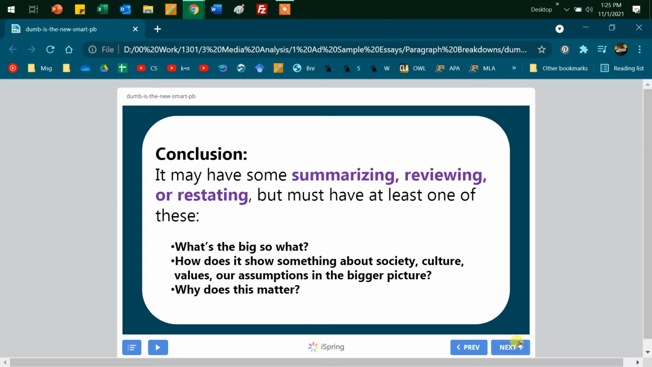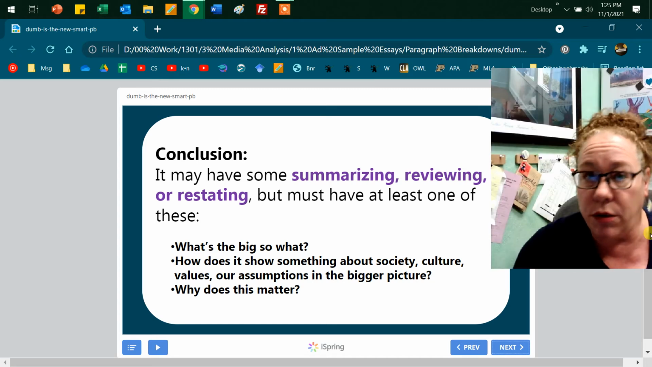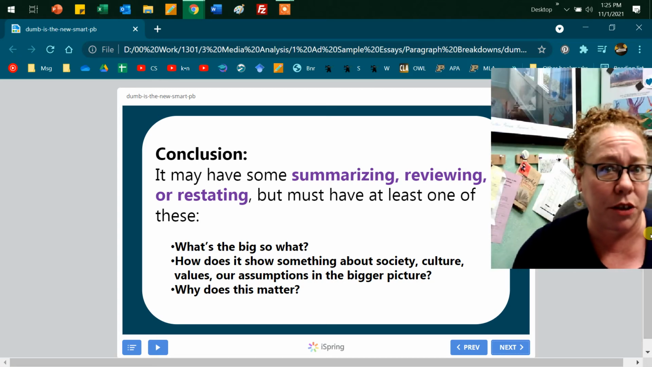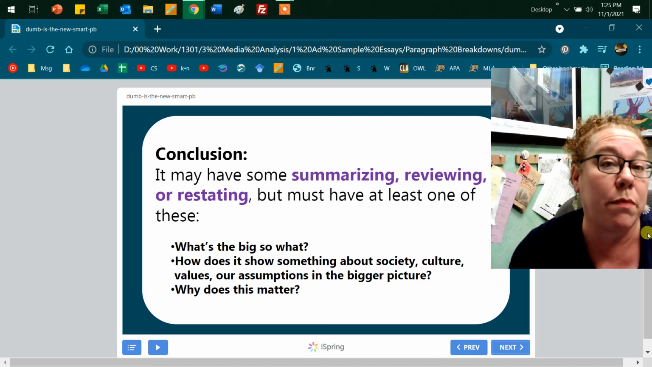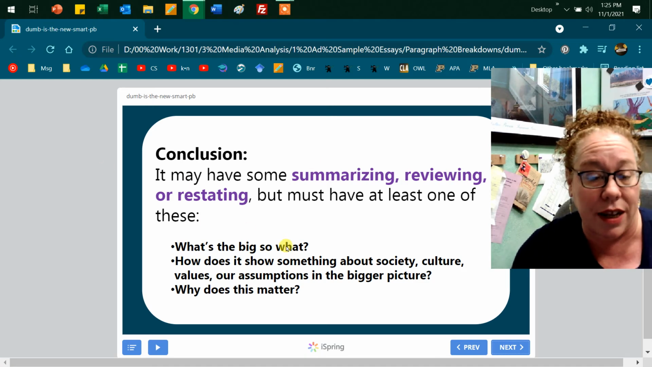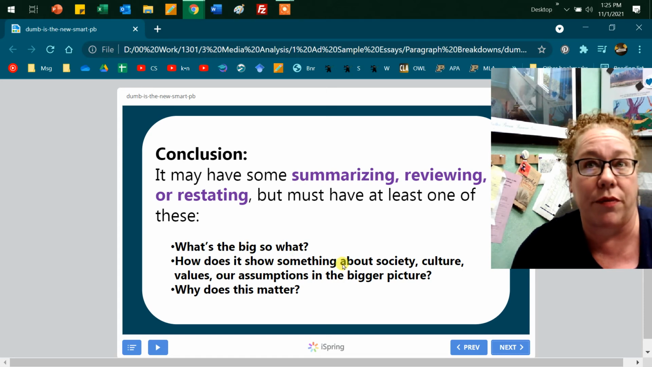All right, now we're going to wrap it up. You may do some summarizing, reviewing, or restating, but have at least one of these. Don't just tell people what you told them. That's the speech model. It's not a speech. People can flip back and see, right? What's the big "so what?" What does it add up to? So that's the first one. You can always ask yourself, so what?